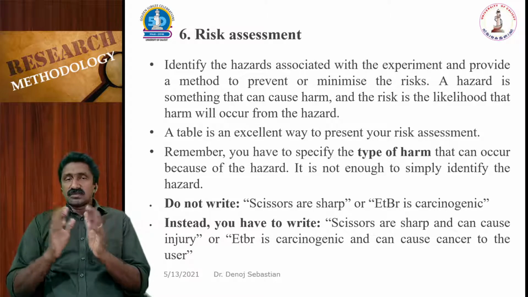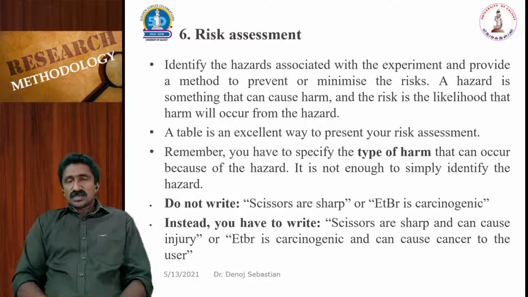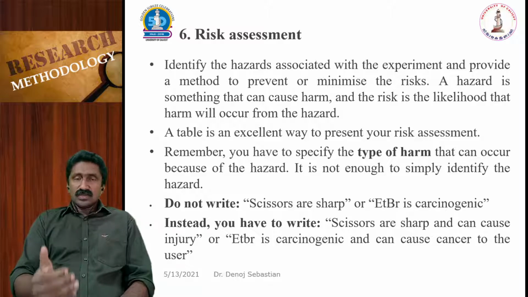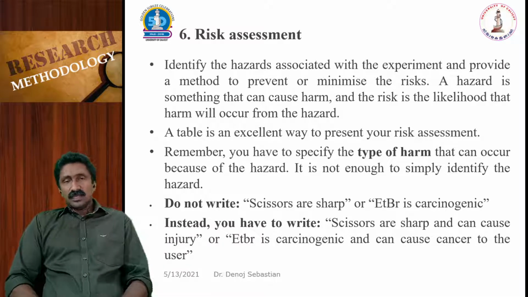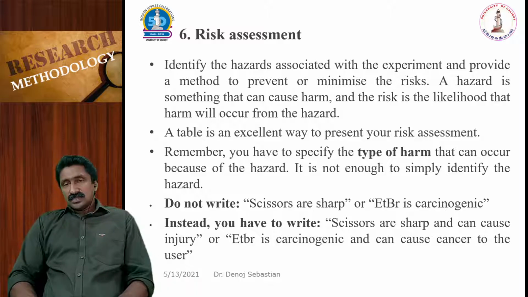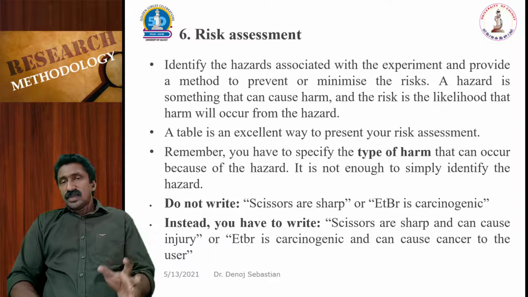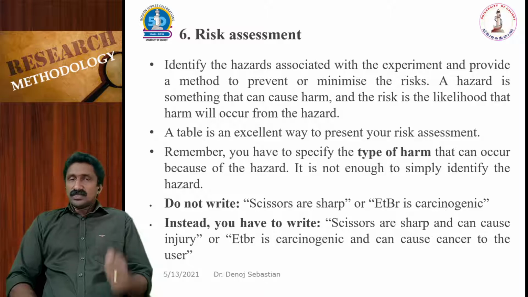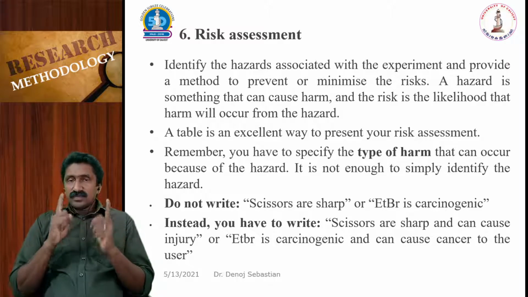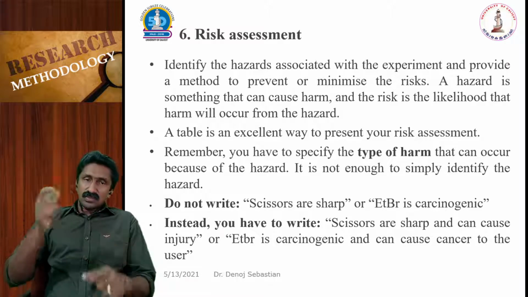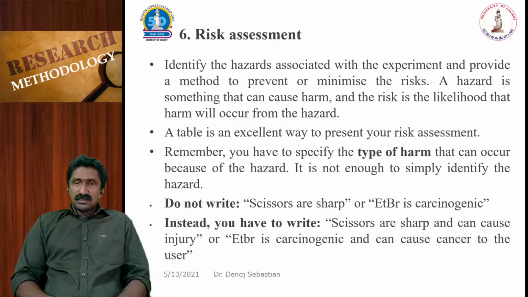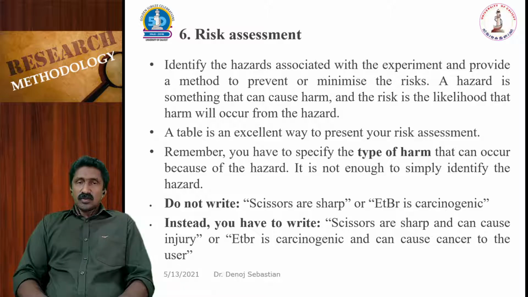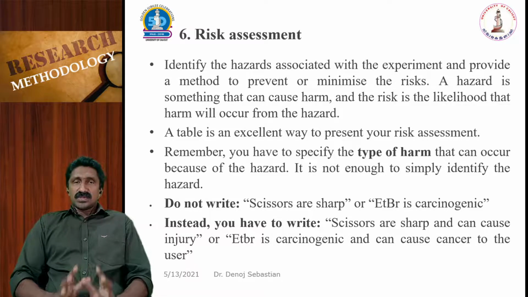Such specific statements should be mentioned in the text so that somebody who is adopting that methodology will be cautious while handling ethidium bromide. If there are hazards, that needs to be identified and mentioned in the text. Simple identification of the hazard is not sufficient, but also you have to mention the risk associated with that hazard. What will happen if it is not properly addressed? That also needs to be mentioned in the text.